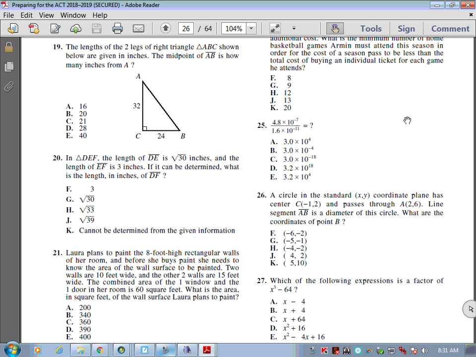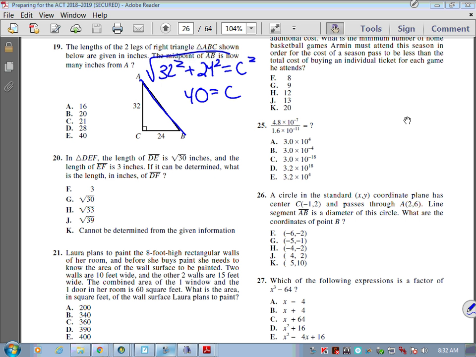The first thing I'm going to do is use the Pythagorean theorem to find the length of AB. So you're going to get 32 squared plus 24 squared equals c squared. The quickest way to do this in your graphing calculator is to do the square root of 32 squared plus 24 squared, because then it'll do all of that in one swap for you. You should wind up with 40 equals c, or AB. But because we want the midpoint, we take 40 divided by 2, and we get 20.